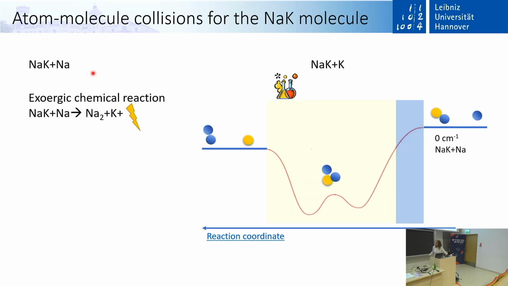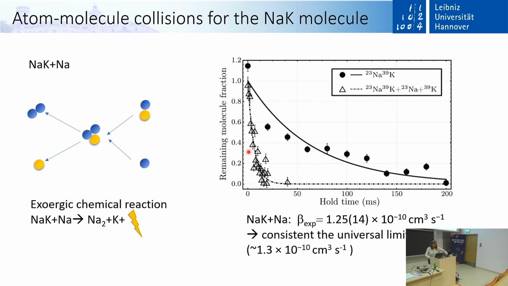Okay, in our experiment, we can have two different combinations of atoms mixed with our molecules. On the one hand, we can mix sodium with sodium-potassium molecules. On the other hand, we can mix potassium with sodium-potassium molecules. And while in the first case it is chemically reactive, meaning that the incoming channel is higher in energy than the outgoing channel, this is something maybe that we see in the experiment.